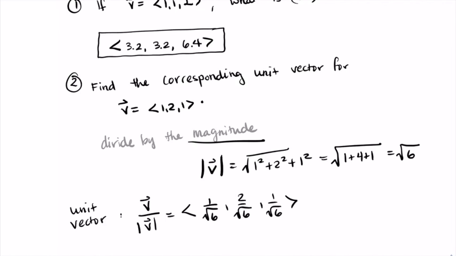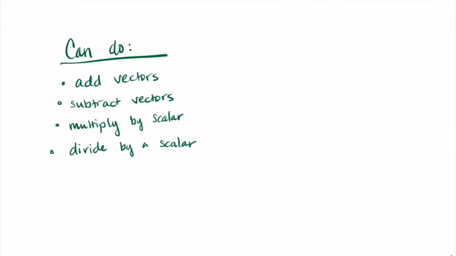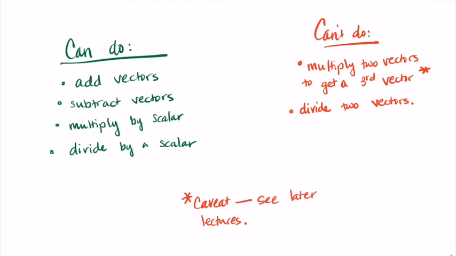Okay, so let's do a quick review. What are some things we can and can't do? Things we can do: we can add vectors, we can subtract vectors, and we can multiply by a scalar. We can divide by a scalar. What are some things we can't do? We can't technically multiply two vectors to get a third vector. There's a caveat here, and we'll see this caveat in later lectures, and we'll talk about that a little bit later. We also can't divide two vectors. That's not possible. And that concludes our lecture on vectors.